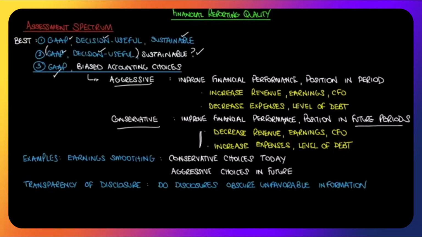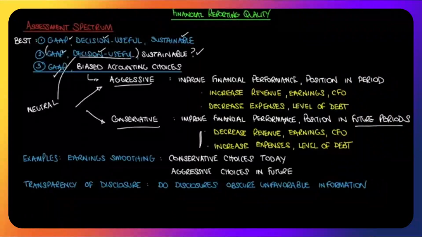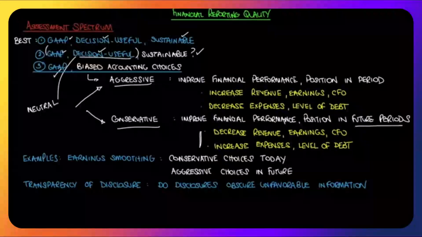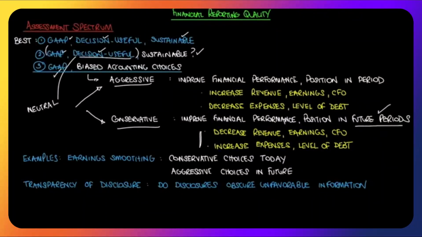Two biases. Remember what we said decision useful information was. Decision useful was neutral. If you're going either aggressive overall or conservative overall, you are no longer neutral, you are biased in one direction. Examples: earnings smoothing. You may have heard that term before. Conservative choices today, aggressive choices in the future. This is what we mean by making things look great going forward.